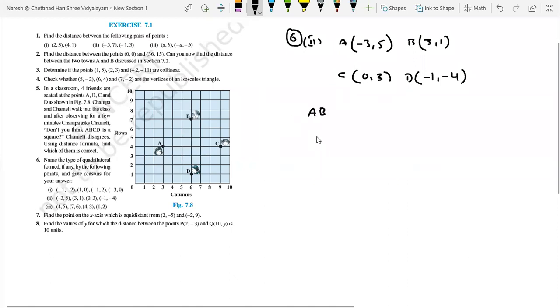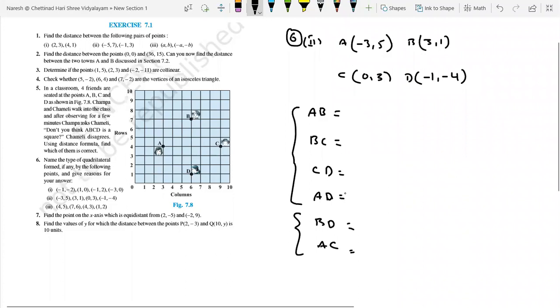Same procedure. First find AB, BC, CD, AD, BD and AC. The last two lines will be diagonals. These are the sides of the quadrilateral. So based on the values we got, we can decide what kind of quadrilateral it will form.